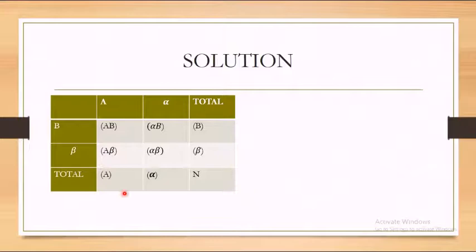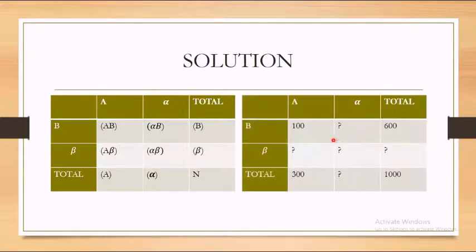Now I know how to create a table like this. This is the general table when we have 2 attributes A and B. So from our question it is clear that we have only 2 attributes A and B, and these are the frequencies that come inside, and these are the totals. Now from the question we have certain data with us, so let's have a look at the data.